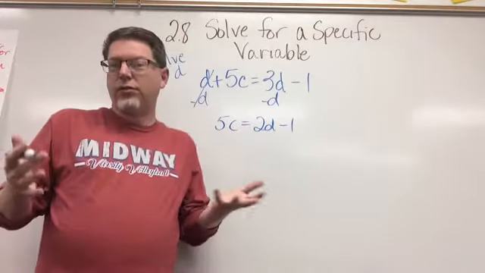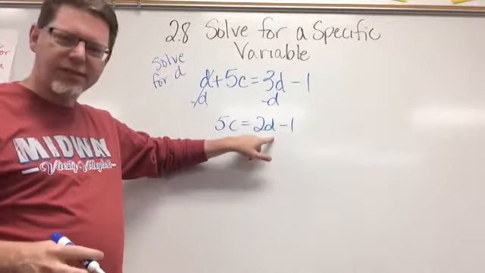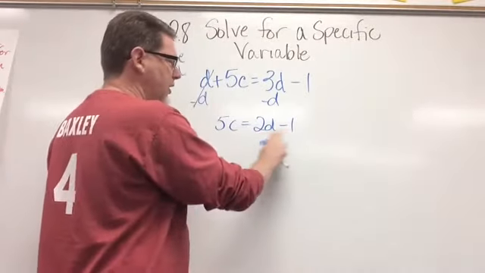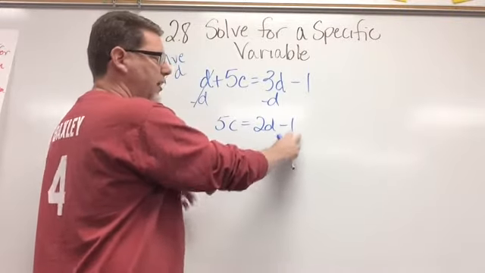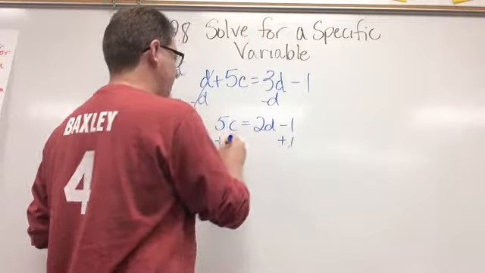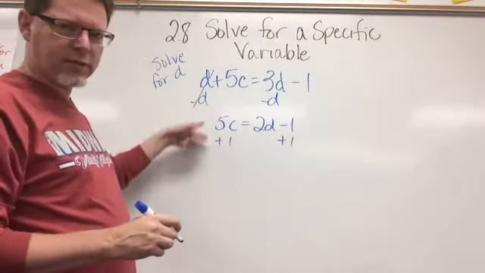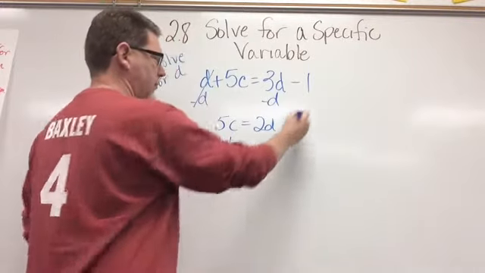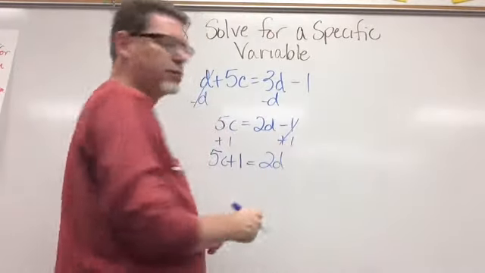Okay, now I'm down to a two-step equation, but I'm solving for d. Okay, so I've got a 2d here, and I've got a negative 1, so I need to get rid of that negative 1 first. And so I'm going to add 1 to both sides. And those aren't like terms, so I just write it out as 5c plus 1 equals 2d.